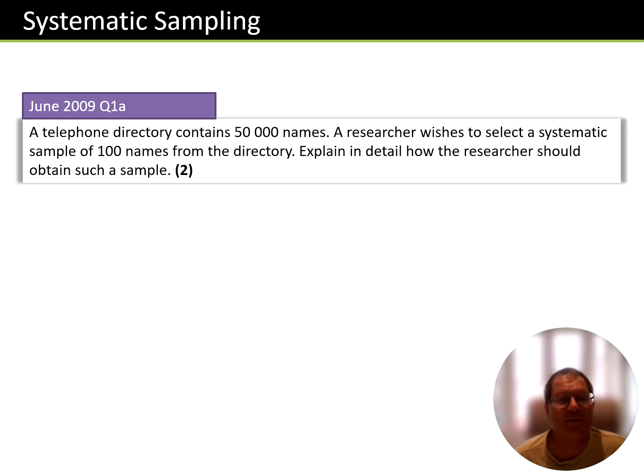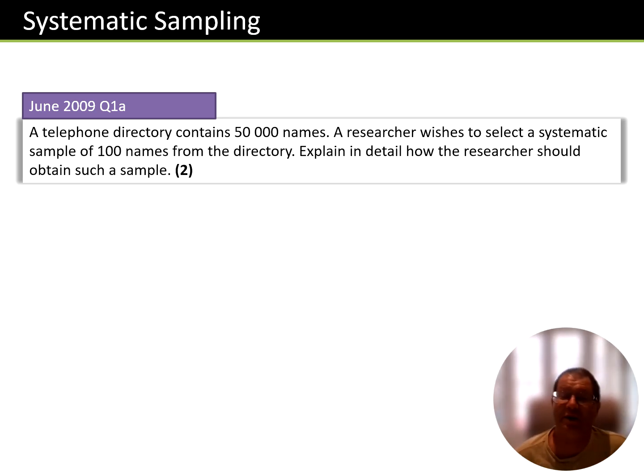Okay, we have another exam question, this one from 2009. A telephone directory contains 50,000 names. A researcher wishes to select a systematic sample of 100 names from the directory. Explain in detail how the researcher should obtain such a sample. Now, it's only 2 marks, but I can tell you what they would like you to say.